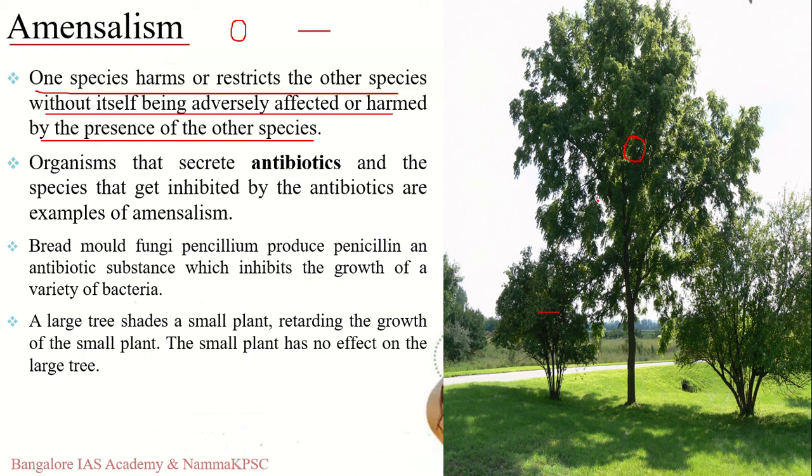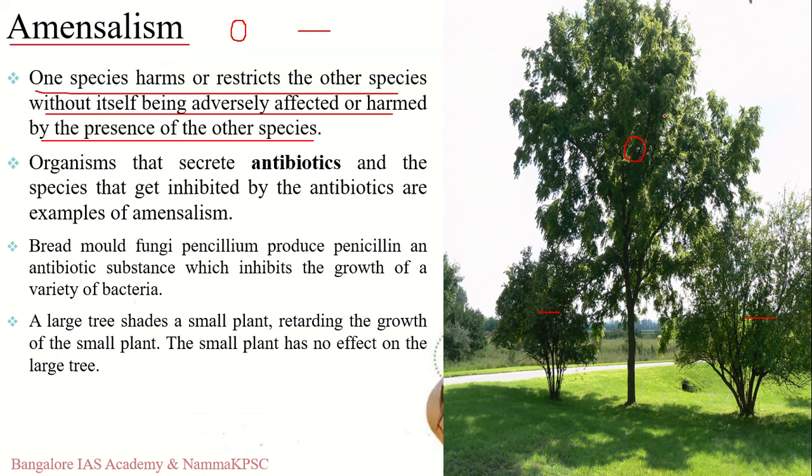Say for example, in this particular image you can say that you have a large tree. The shade of the large tree will retard the growth of smaller plants along the ground, because it is going to cut down the amount of sunlight that they are able to receive.